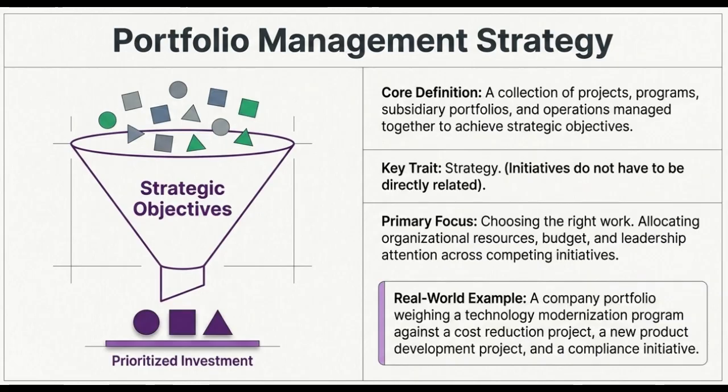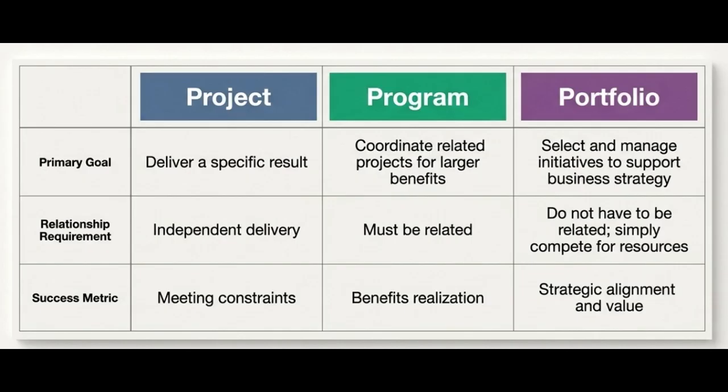These initiatives may be very different from each other, but they all compete for organizational resources, budget, leadership attention, and investment. Portfolio management helps the organization decide which projects and programs should be started, continued, delayed, or stopped. So, portfolio management is not only about delivering work, it is about choosing the right work. In simple words, a project delivers a specific result. A program coordinates related projects to create larger benefits. A portfolio selects and manages projects and programs to support business strategy.